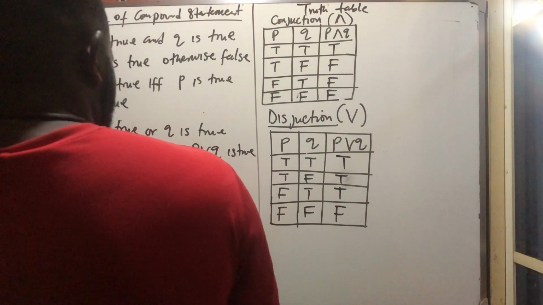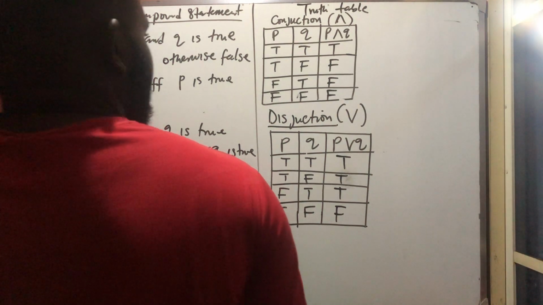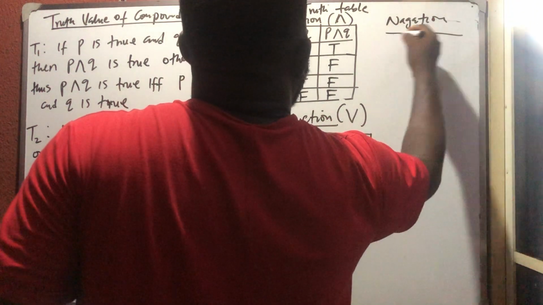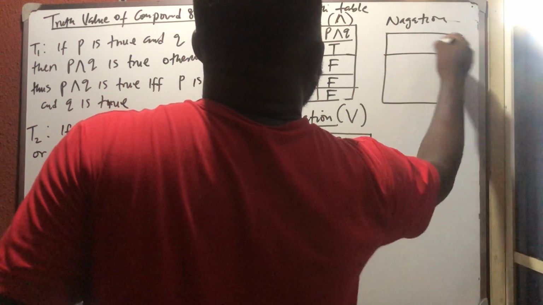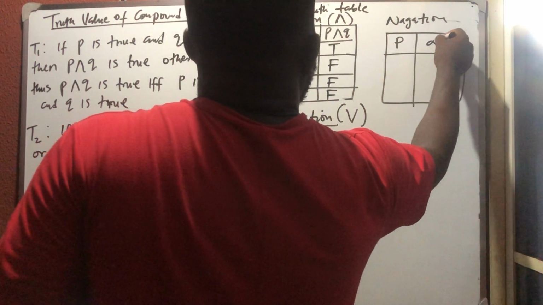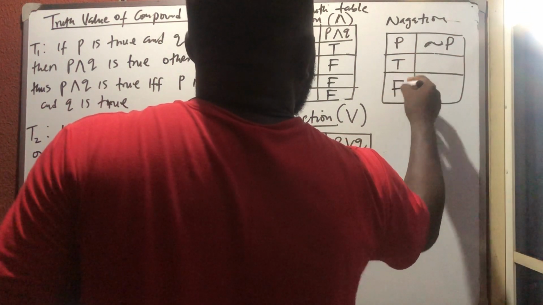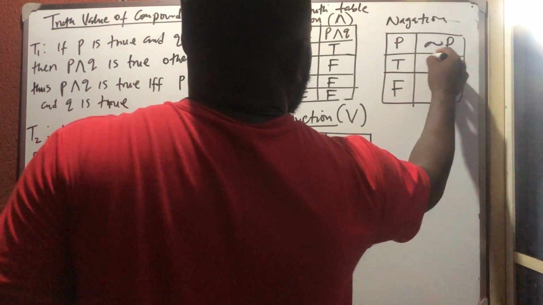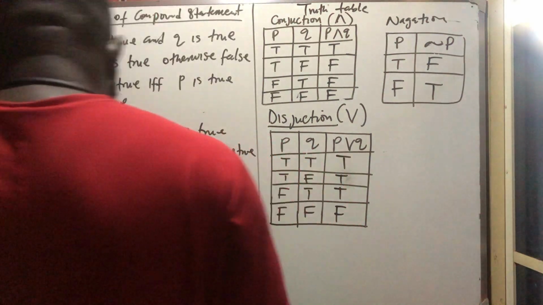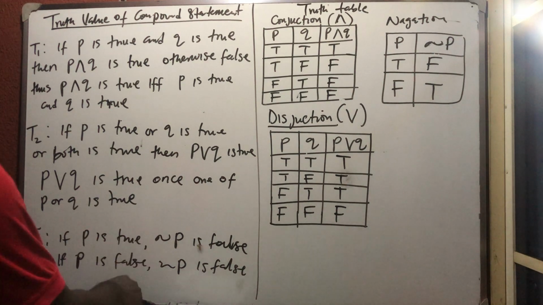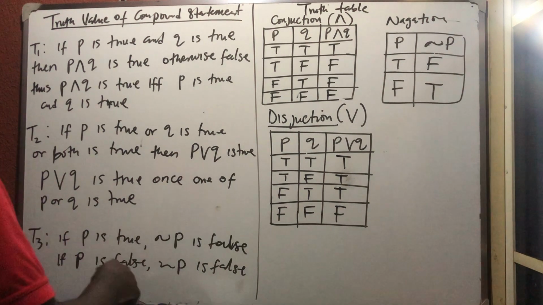So for negation, let me do it here. Negation is just for one person. So I'm going to have P, then negation of P. So I'm going to have only truth and false. I told you for one person it's just truth and false. So the negative of truth is false and the negative of false is truth. As simple as that. Then from the truth values above, we can see, for instance, that if P is true and Q is false, then the conjunction of P and Q is false.